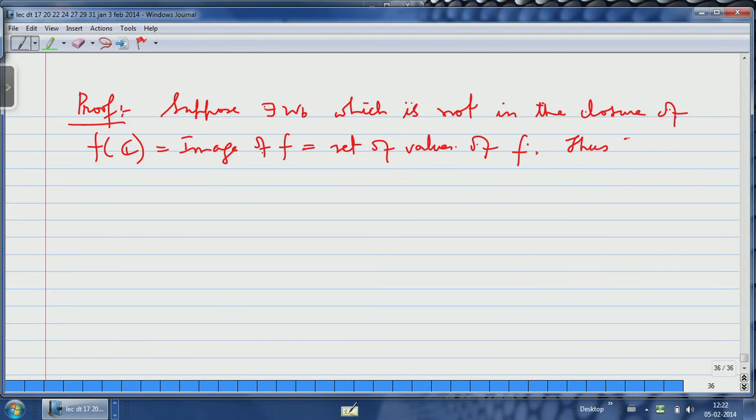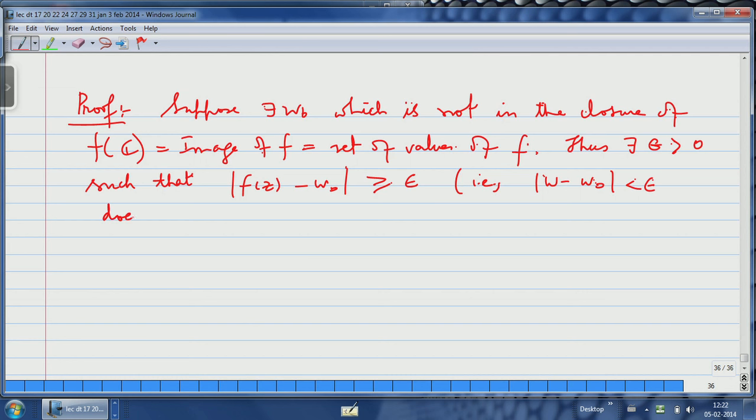Thus there exists an epsilon greater than 0 such that the modulus of f(z) minus w naught is greater than or equal to epsilon. This is the same as saying that the disk mod w minus w naught less than epsilon does not intersect f of C. So f of C can at most intersect its complement.